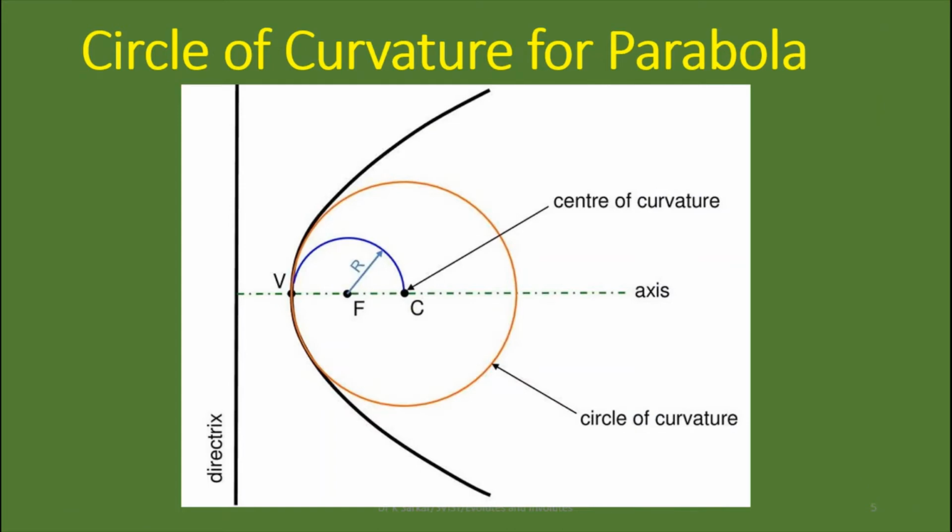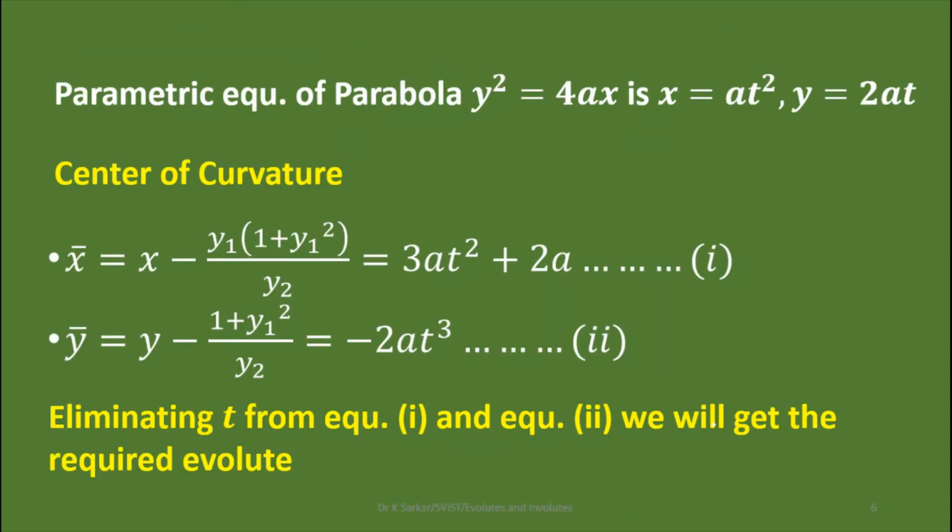The black curve is the parabola y square equals to 4ax and the red circular curve is the circle of curvature and the center of curvature also shown. We have to find this center of curvature for this parabola. As we know, the parametric equation of parabola y square equals to 4ax is x equals to at square and y equals to 2at. Using these parametric equations, we have to find the center of curvature for the parabola y square equals to 4ax.